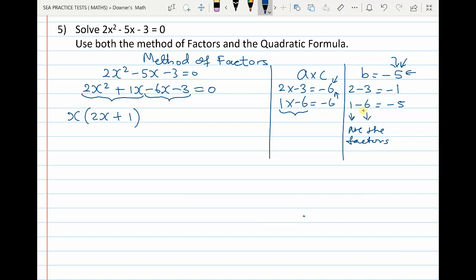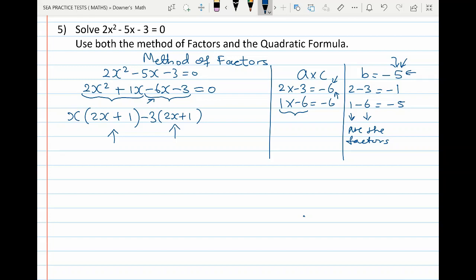Then we're going to take out from the second group the number that will give us 2x plus 1 here, right? And the factor we need to take out from here has to be negative 3, because when we take out negative 3, we're going to get this in brackets being equal to that in brackets.